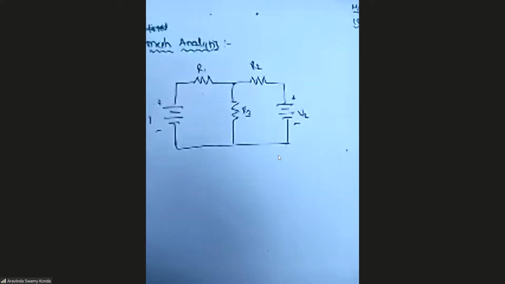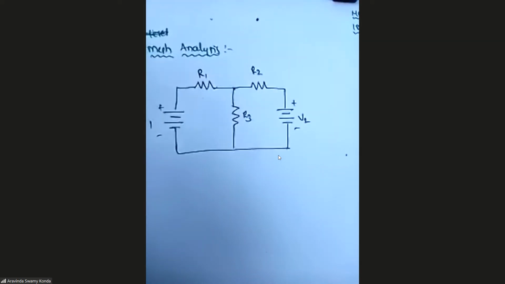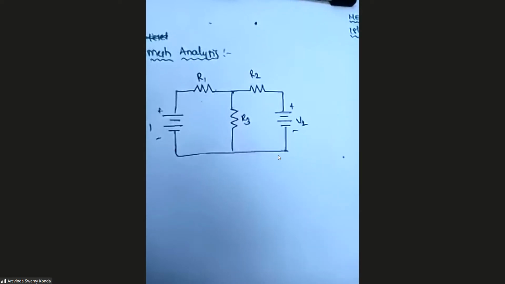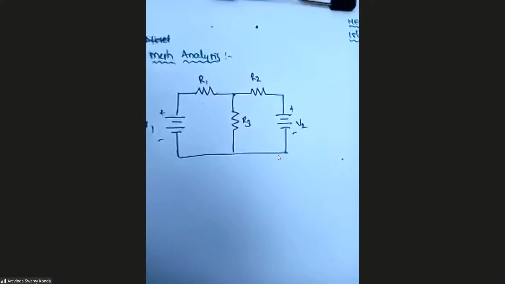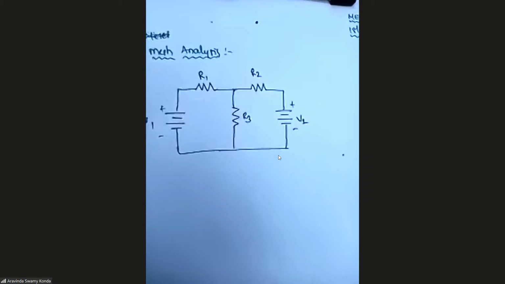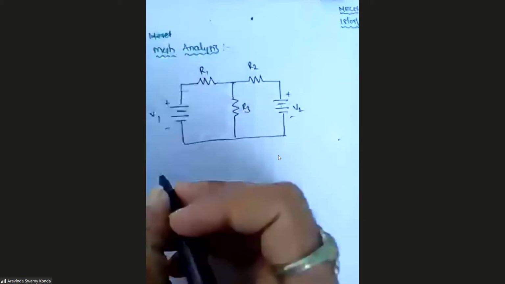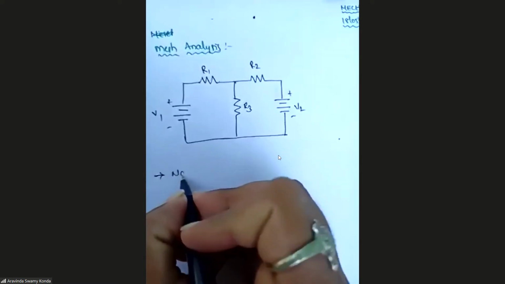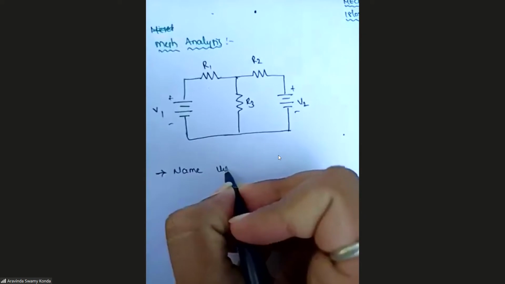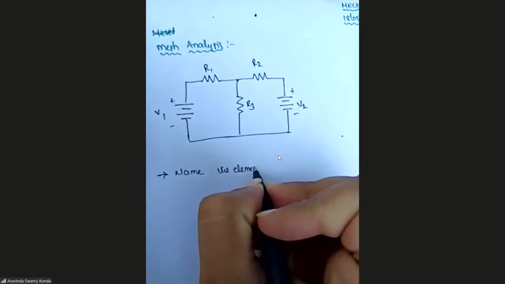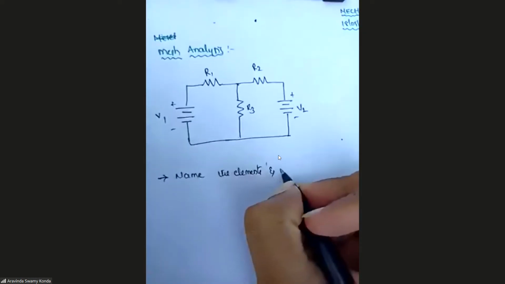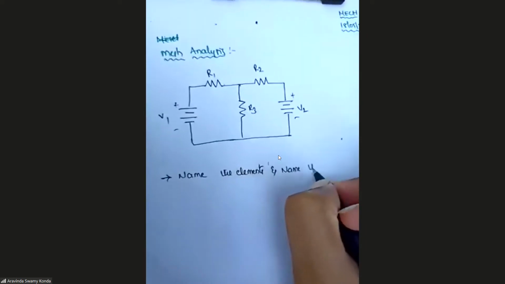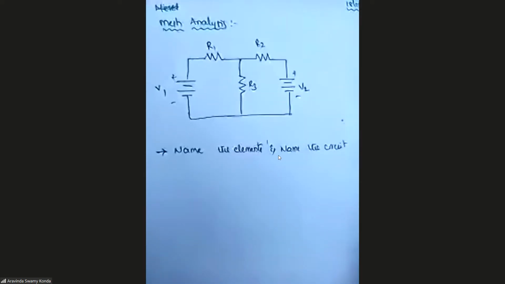By applying mesh analysis, I want to find out the currents and the response of the circuit. For that, we want to follow some conditions and rules to do the mesh analysis. First one: name the elements and name the circuit. Name the elements and name the circuit.